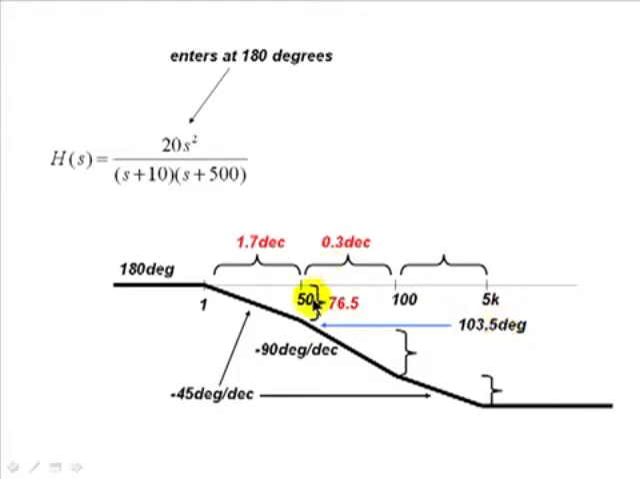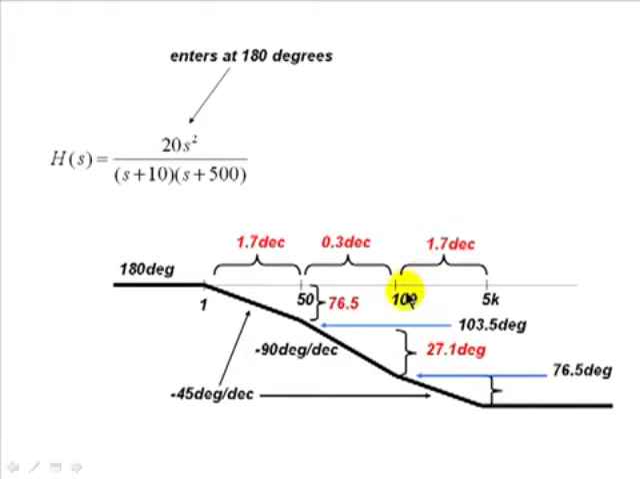The distance between 50 and 100 is 0.3 decades. But this curve is dropping at a rate of 90 degrees per decade, 90 times 0.3, and that is a drop of 27 degrees. 103.5 minus this drop gives us the value at this knee, 76.5 degrees.